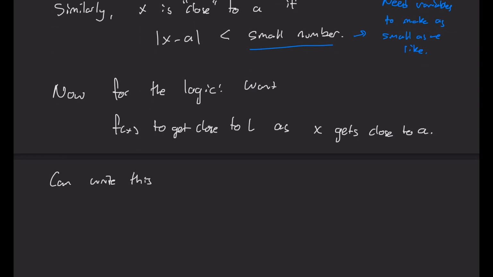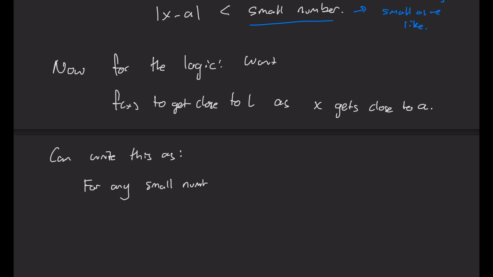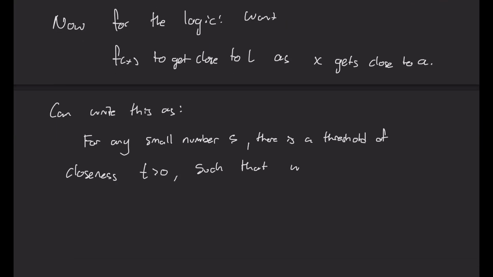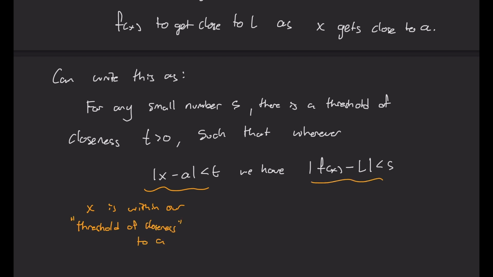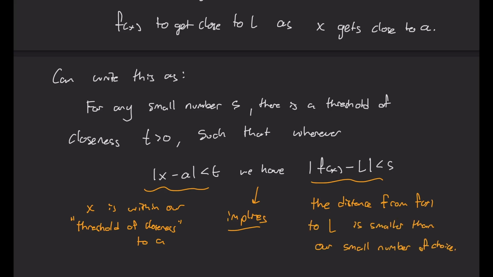And we can write that as, for any small number, let's call it s, there is a threshold of closeness, we'll call it t, such that whenever the absolute value of x minus a is less than t, so in other words, the distance between x and a is less than t, we have that the distance between f of x and L, so the absolute value of f of x minus L, is less than s. So x is within our threshold of closeness to a, and that should imply that the distance from f of x to L is smaller than our small number of choice.